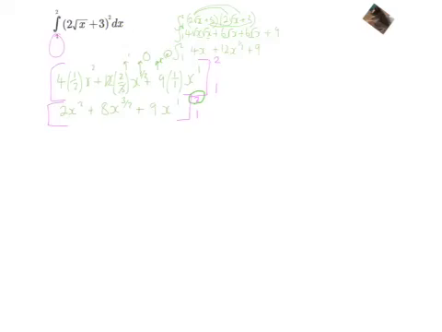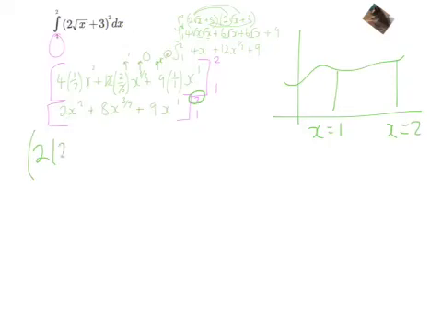So the first thing we're going to do is feed the 2 in. We can imagine our graph. There's our graph. We've got the limits x equals 1 and x equals 2. So let's feed the 2 in. Curly bracket now. 2 lots of 2 squared plus 8 lots of 2 to the 3 over 2 plus 9 lots of 2.